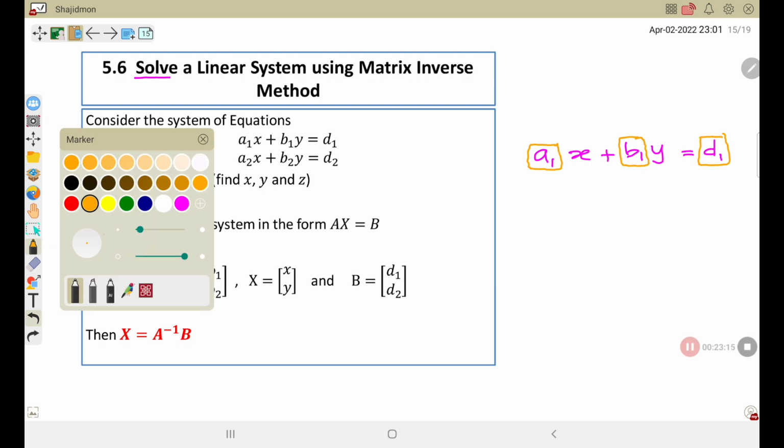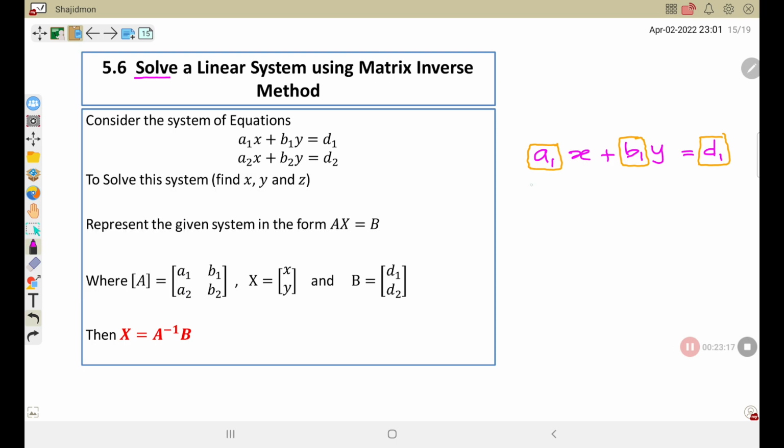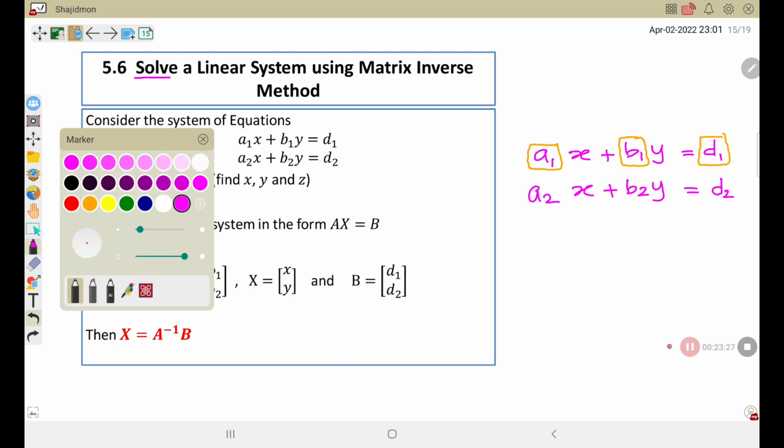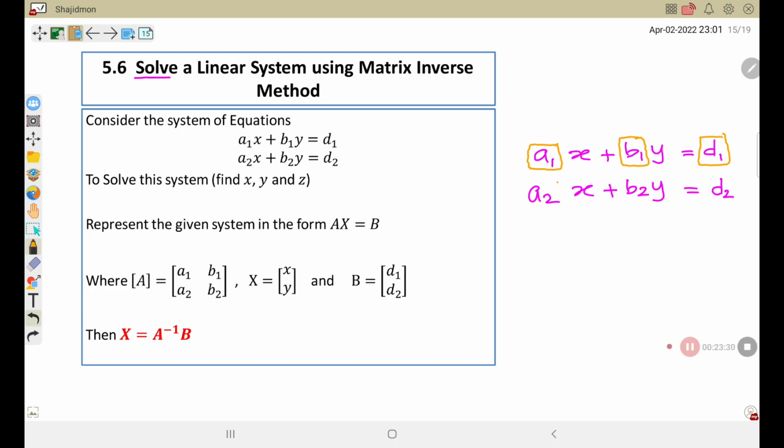Now the second equation is the same: a2x plus b2y equals d2. So what are the coefficients here? The x coefficient is a2, the y coefficient is b2, and the right side number is d2, correct? So we have a 2 by 2 system.